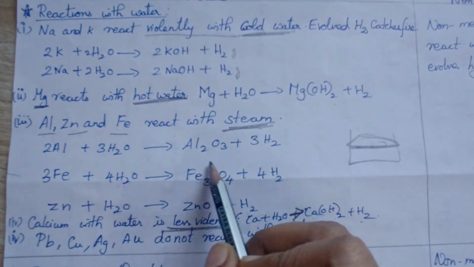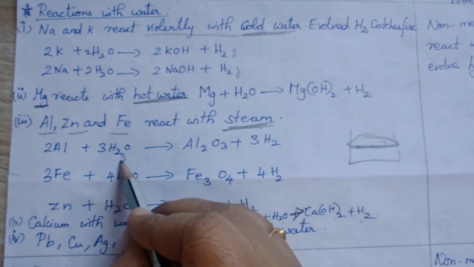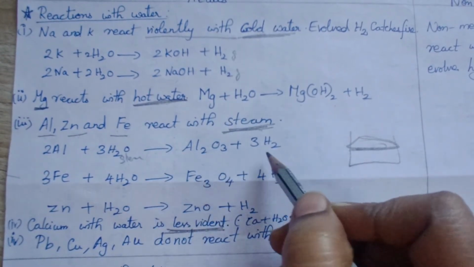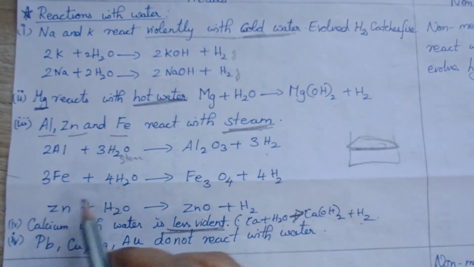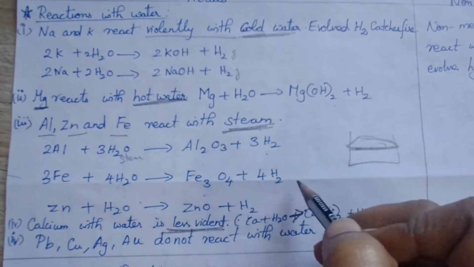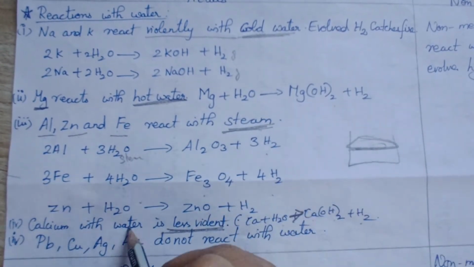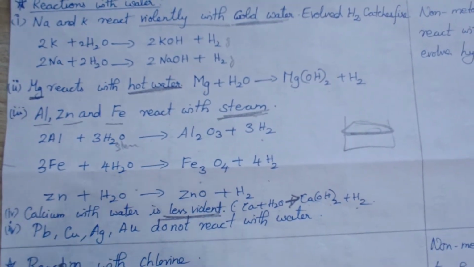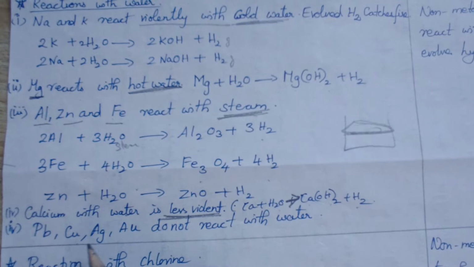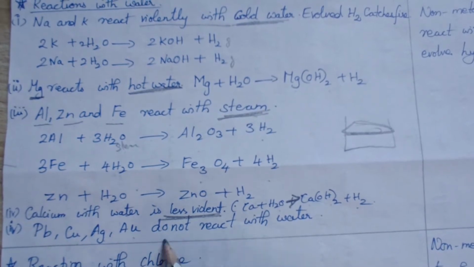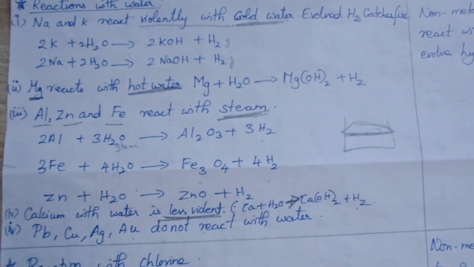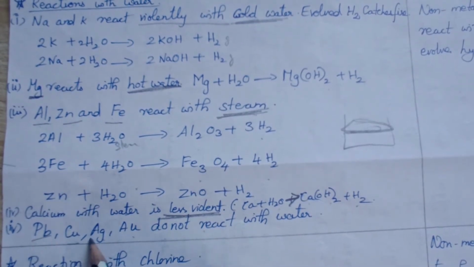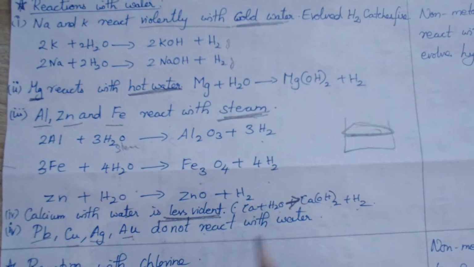Aluminum plus steam gives aluminum oxide plus hydrogen gas. Iron plus steam gives ferric oxide plus hydrogen gas. Zinc plus steam gives zinc oxide plus hydrogen gas. Then lead, copper, silver and gold do not react with water at all.